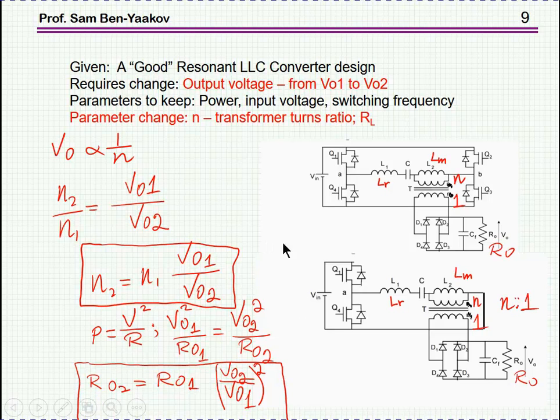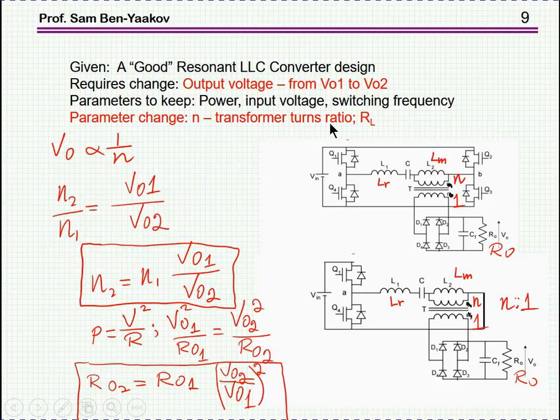So let's first have a look at one simple case, and then we'll go to other cases. So suppose we have a good resonant LLC converter design. That is something that we are happy with, but it is designed for some specific case of input voltage, output voltage, etc. Now suppose we would like to change the output voltage, that is the nominal output voltage, from a certain value, V_O1 to V_O2. Everything else is assumed to be the same, that is power, switching frequency, etc.